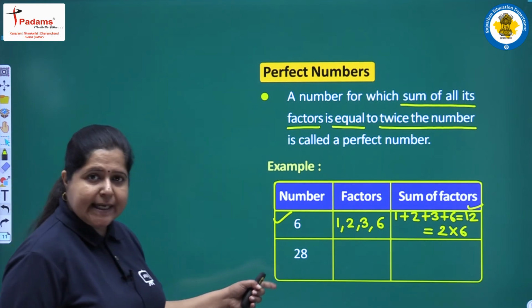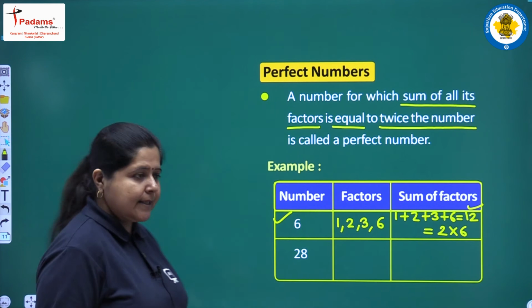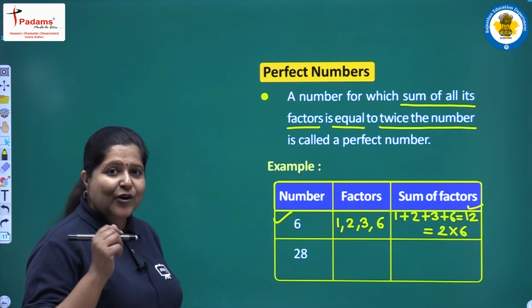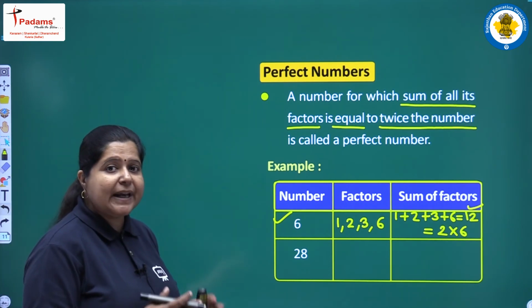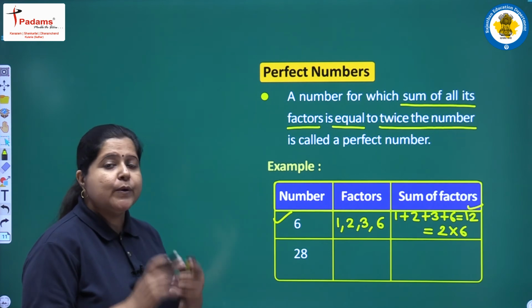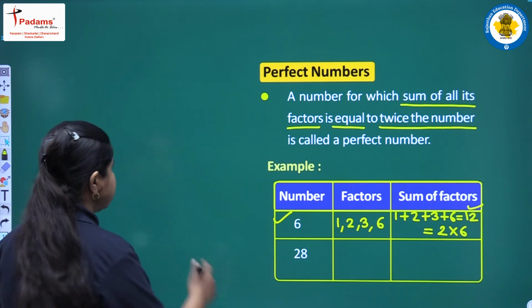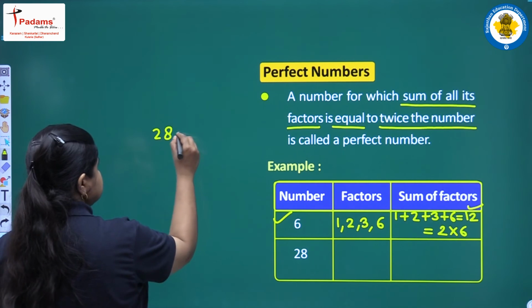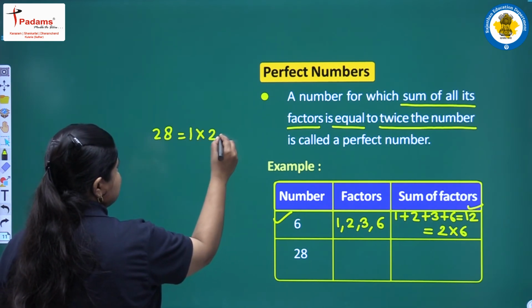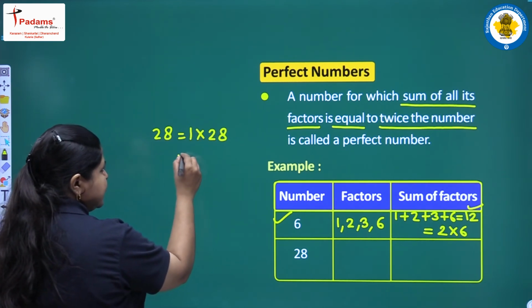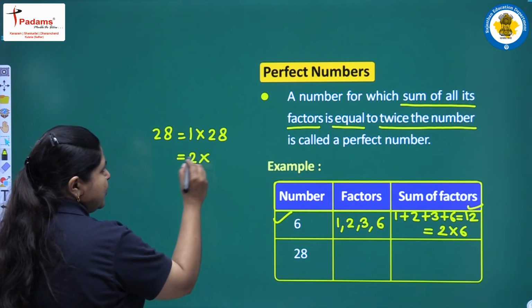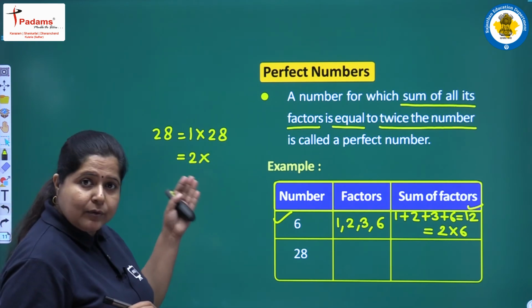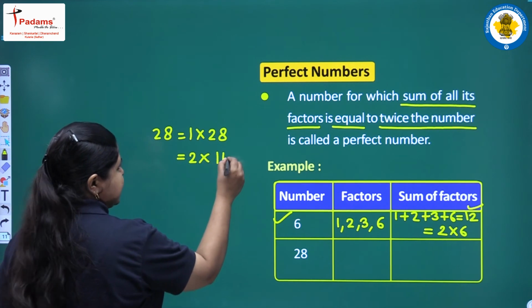Take the case of 28. We will try to write its factors. To write the factors, what we have to think? We have to break this 28 into two smaller parts, starting from 1. 1 into 28. Then with 2. 2 into 14 is 28.